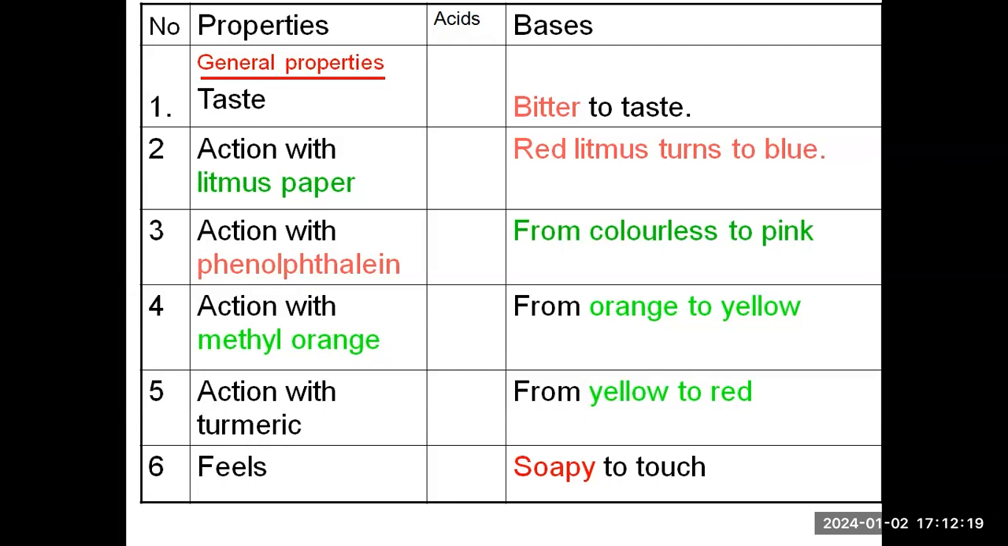Now, suppose you are given some test tubes with some unknown substance in the lab, and you are told to identify whether the substance is acidic or basic in nature. You can use these indicators, litmus or phenolphthalein or methyl orange. You will be able to identify whether the unknown substance is acidic or basic in nature.